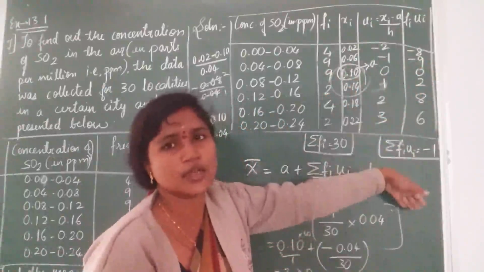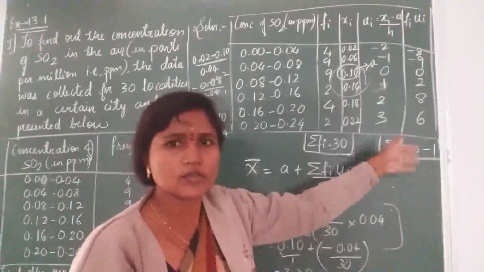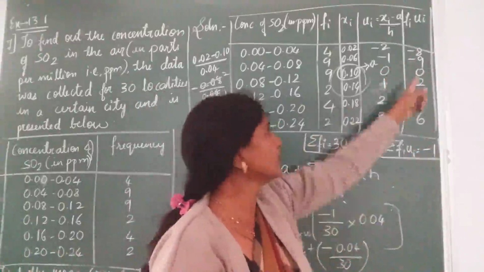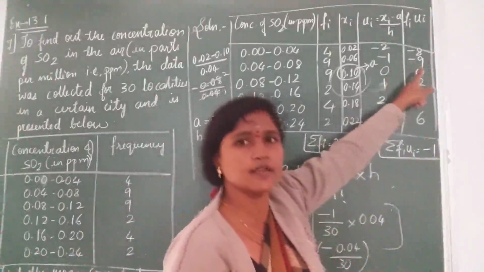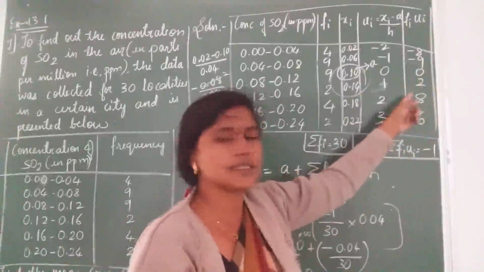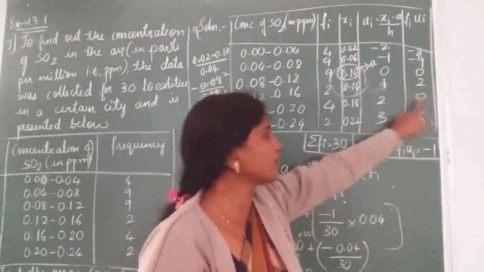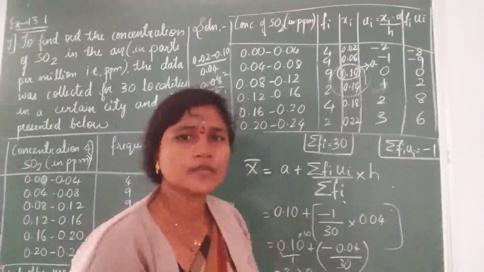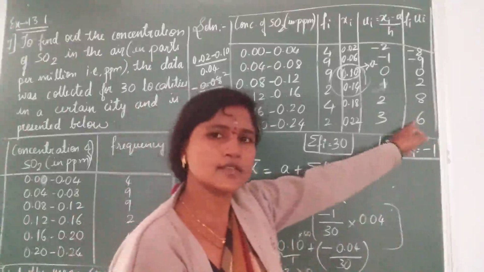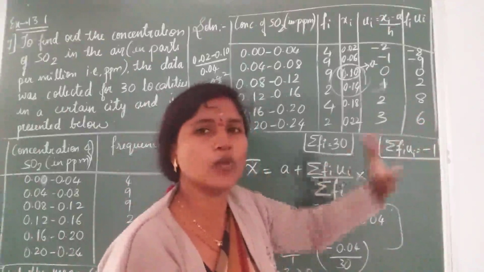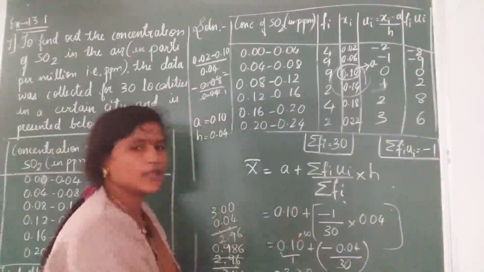Now we have reduced the numbers; if you take them directly, you will also get the same. So next, add the fi ui column. That is minus 8 minus 9, it is minus 17. Minus 17 plus 0 is minus 17. Minus 17 plus 2 is minus 15. Minus 15 plus 8 is minus 7. Minus 7 plus 6 is nothing but minus 1. Clear? Now we got the sum of fi ui.